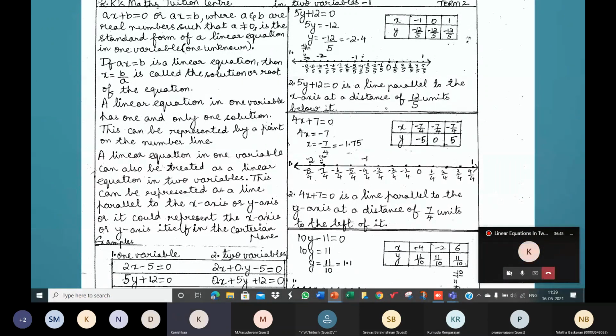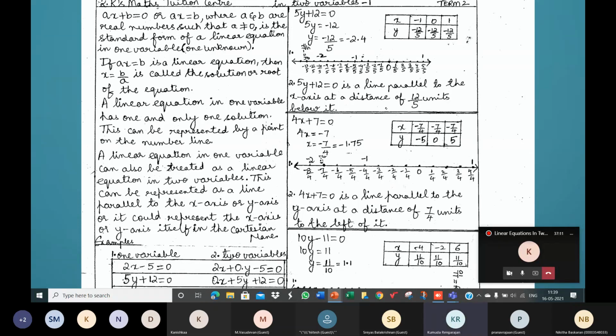Some more examples. 3x plus 5. 3x plus 5 is an algebraic expression. 3x plus 5 is a polynomial. The variable is x. The power of x is 1, and the highest power is also 1. So when the highest power is 1, the polynomial is a linear polynomial.